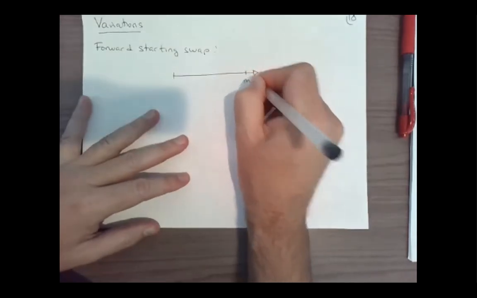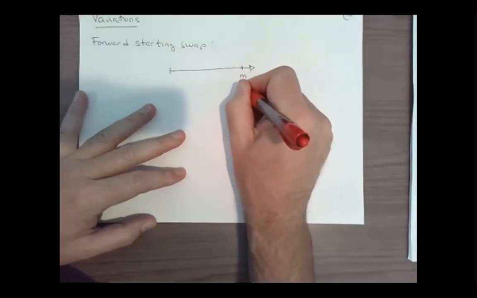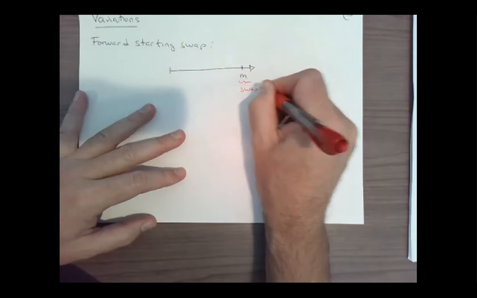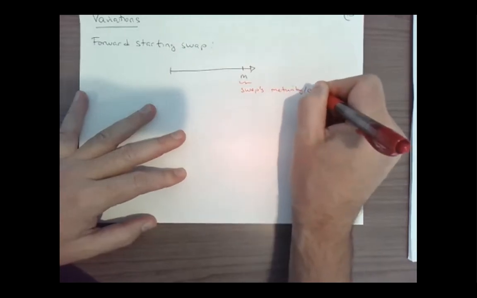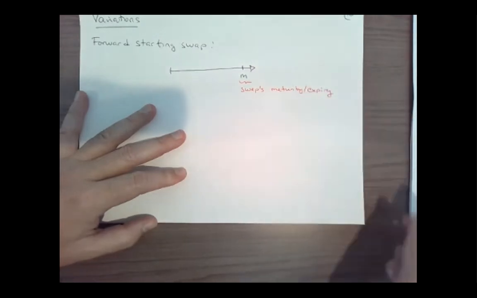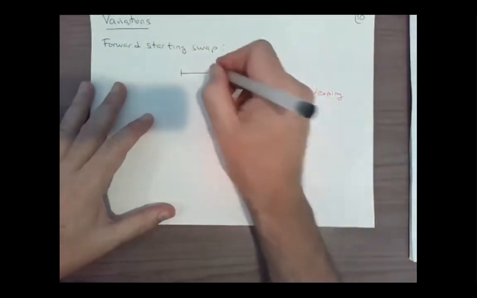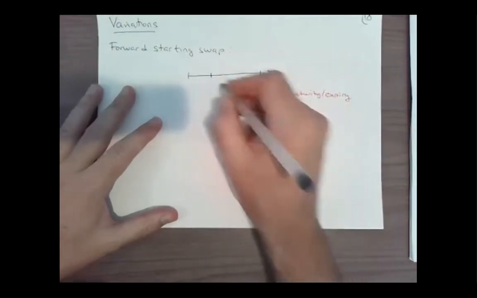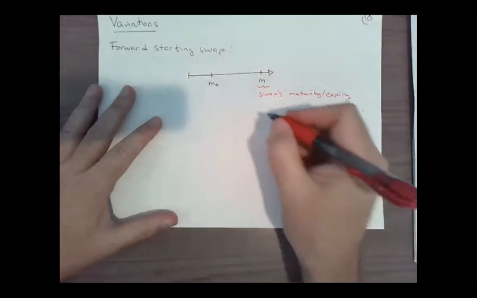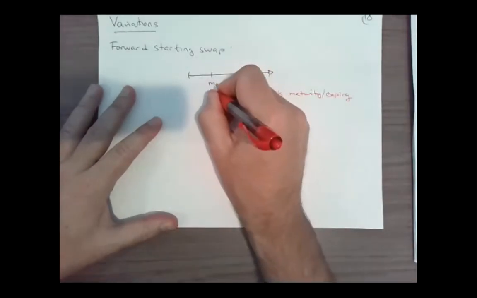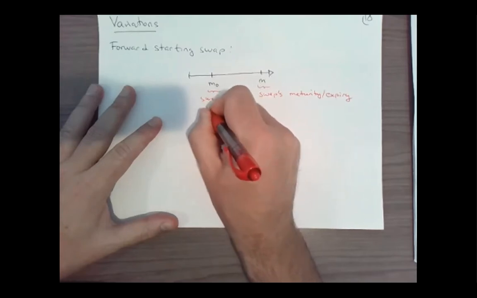So we have the maturity of the swap. This is the swap's maturity or expiry. But the difference is that there's also a beginning point. It's like an M0 here. This is when the swap starts. This is the swap starting point.